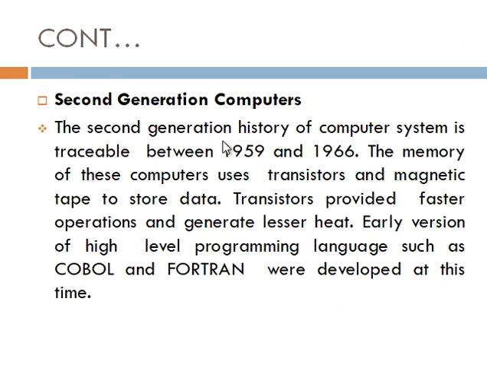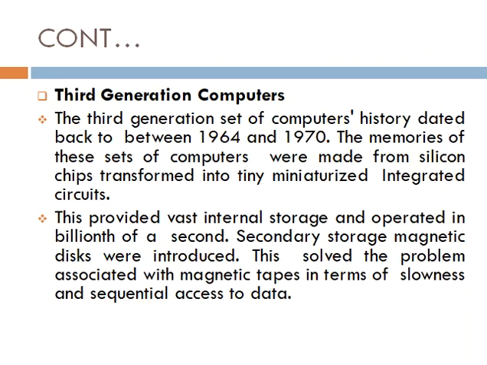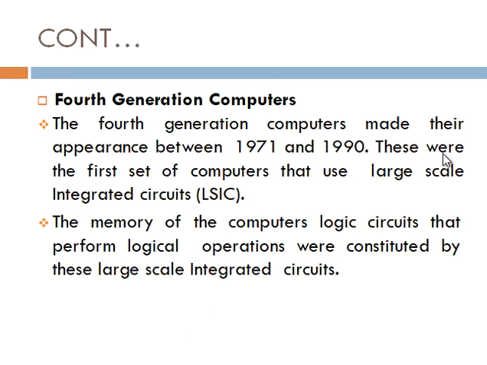The second generation, between 1959 and 1966, replaced the vacuum tube and installed transistors instead. The first programming languages, COBOL and Fortran, were also developed in the second generation. The third generation is between 1964 and 1970, and the fourth generation is between 1971 and 1990. Further new inventions, new processors and new generations are discovered day by day.